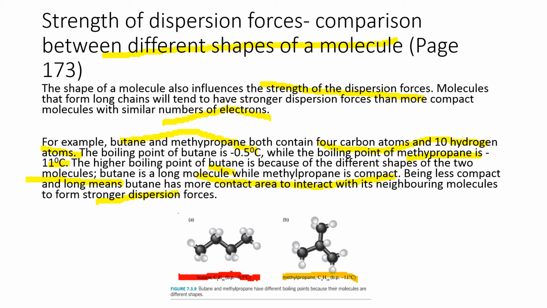So methylpropane boils at minus 11 Celsius and butane boils at minus 0.5 Celsius. The reason is because of dispersion force. So we have to be very clear: when you talk about dispersion force, it can change depending on the size of the molecule. It can also change depending on the shape of the molecule, if the molecules have a similar number of electrons. Moving on to the next slide.